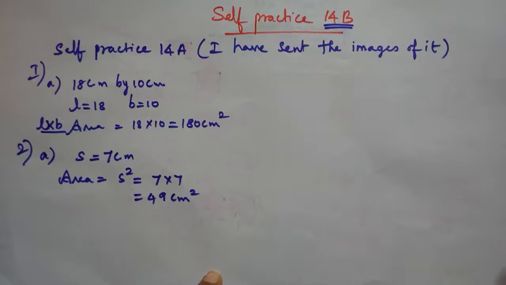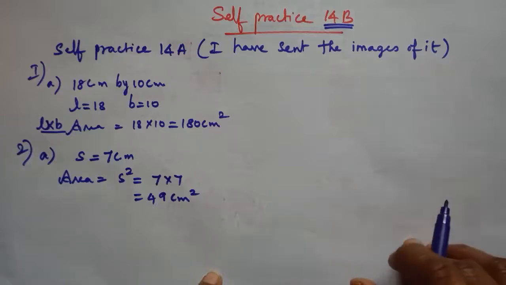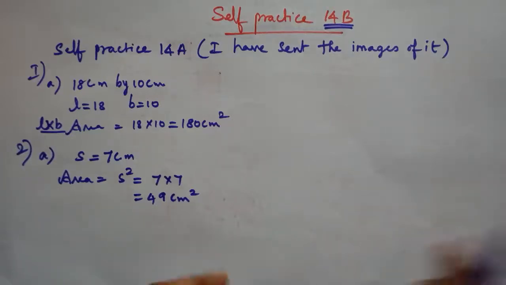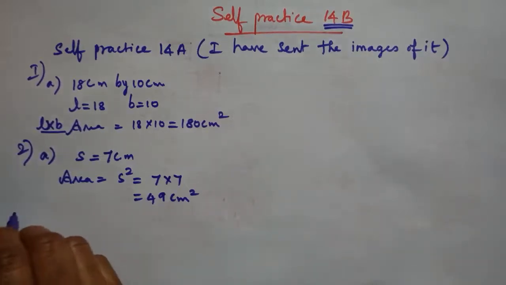Then third question, find in hectares the area of the given shapes. First question, a rectangular form measuring 400 meter by 275 meter. So we have to find the area in hectares. Students listen, before seeing this you should know the hectare. How many square meters is equal to a hectare? 10,000 meter square is equal to a hectare. I will clear it. Now let's see the third question.